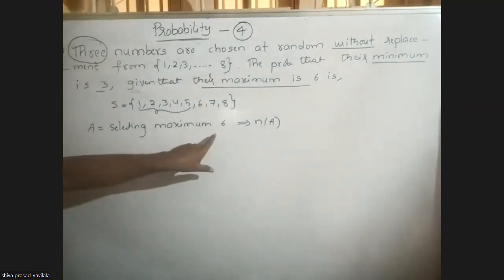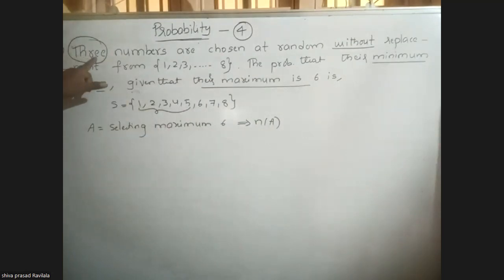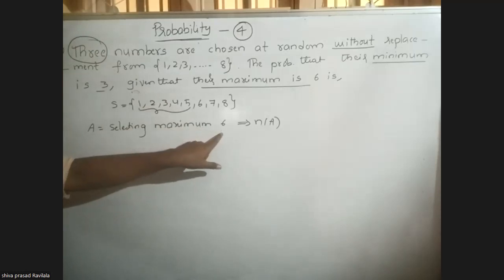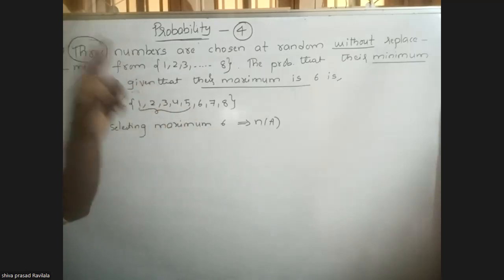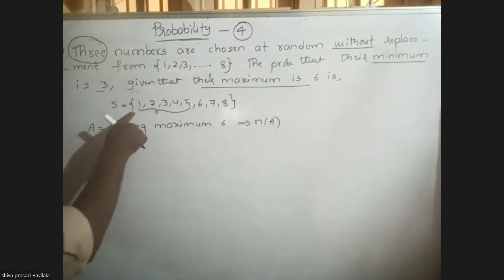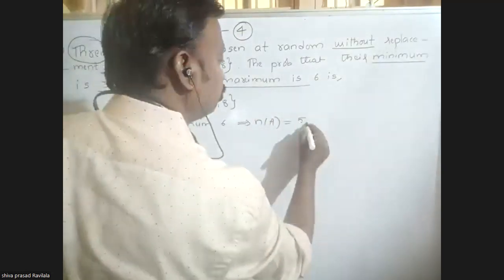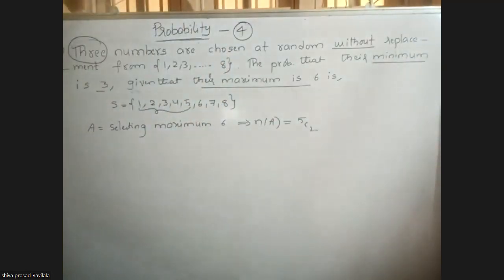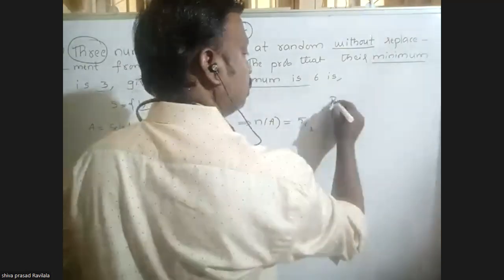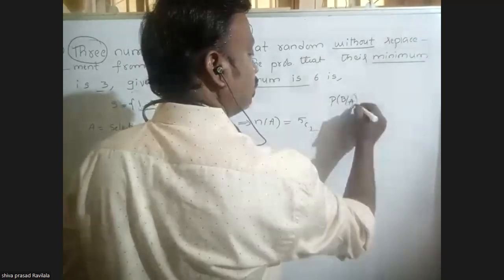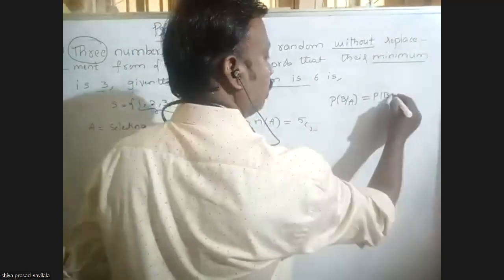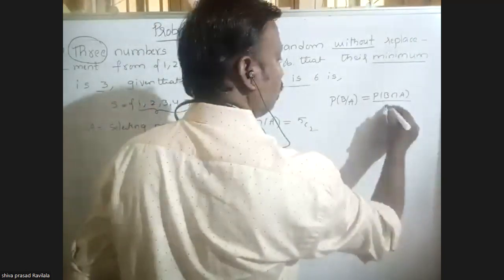In this condition, n of A: already one number is selected, and we have to select 3 numbers, so the remaining 2 can be selected from 1, 2, 3, 4, 5 in 5C2 ways. This is the given condition. In the denominator, probability of B given A. What is our formula? Probability of B given A is equal to probability of B intersection A by probability of A.